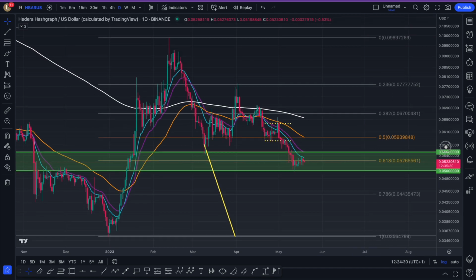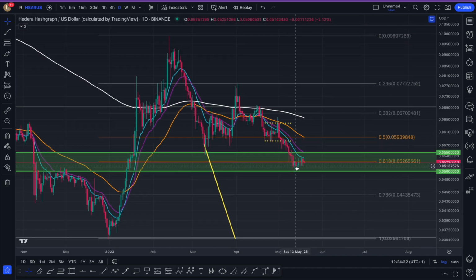So yeah, that's pretty much it for this Hbar update. Again, we could be coming up in the short term, but it just could be a test of resistance anywhere between 5.6, 5.7, 5.8 and like what, 5.9 or something like that. Yeah, 5.8, 5.9, sorry, my mistake.